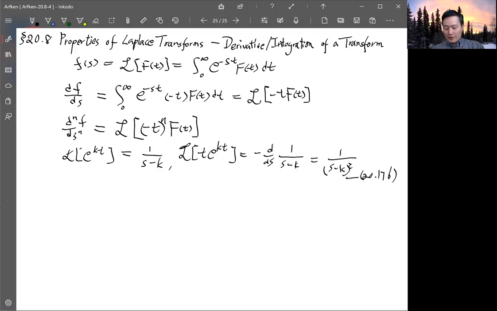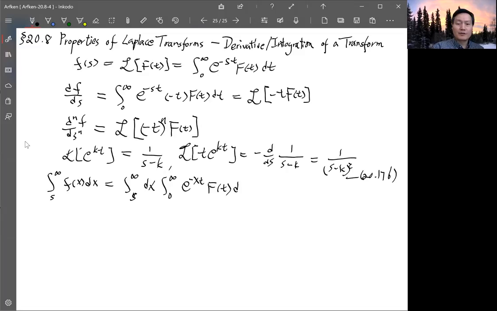So that's derivatives. And there will be an example, we'll look at it a bit later, but let's finish the discussion on the derivatives first. So instead of taking a derivative here, we can do the integration. So integration of the f function from s to infinity. But now, since we are putting s in the limit, we'll change the variable of this little f function. Instead of s, we'll change that to x, dx. Okay, so by definition, this is the integral from s to infinity dx of f(x), which is 0 to infinity e^(-xt) F(t) dt.